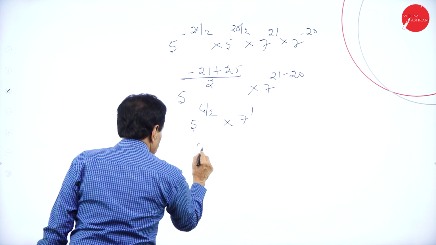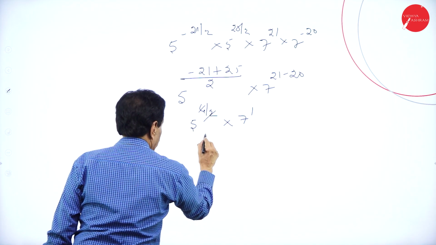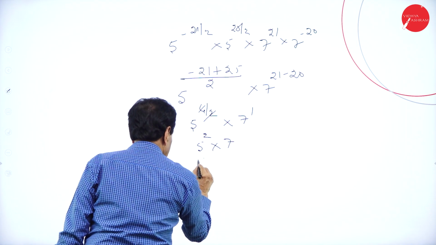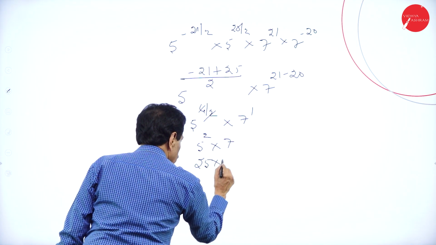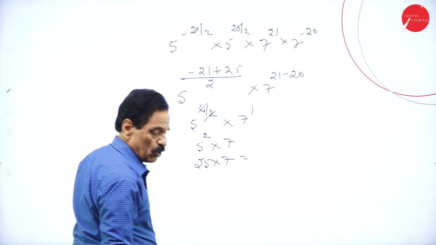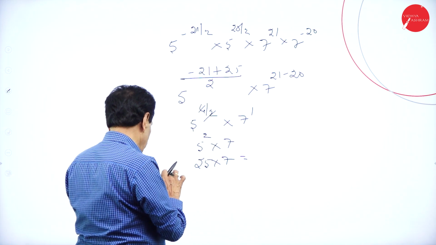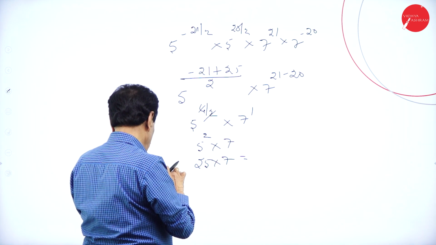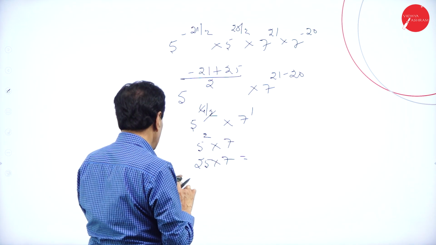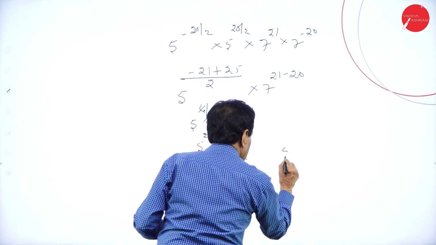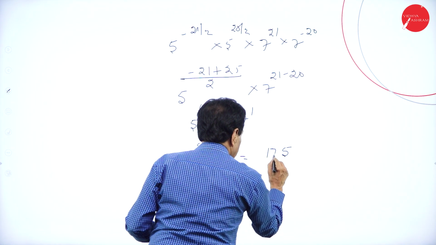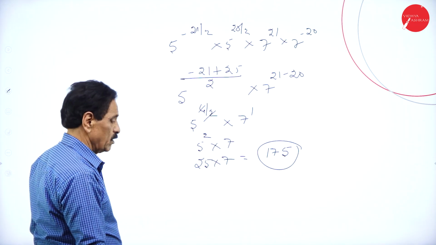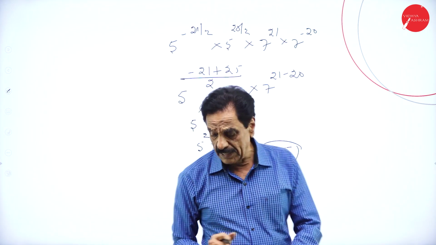This is 2 2s are 5 square into 7. 5 5s are 25 into 7. So 25 into 7, 175. This is the answer. So 175 is the answer.